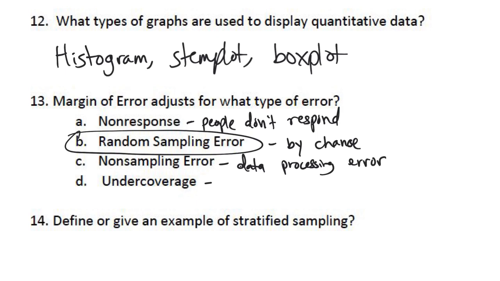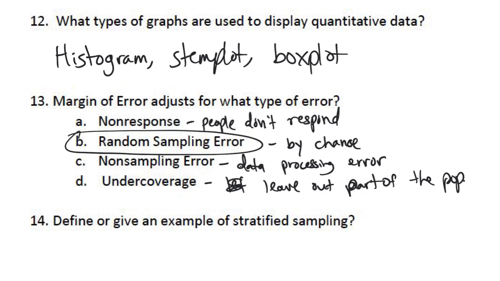And remember, undercoverage is when we leave out part of the population. So margin of error only applies to that random sampling error, the error that would happen by chance because of the random sampling. Question 14 wants us to define or give an example of stratified sampling.